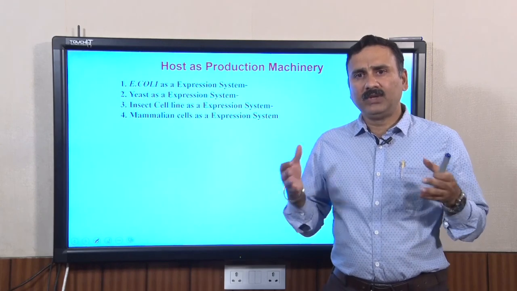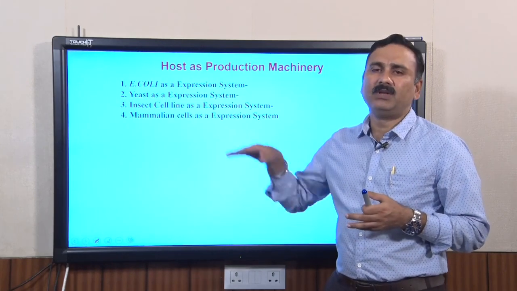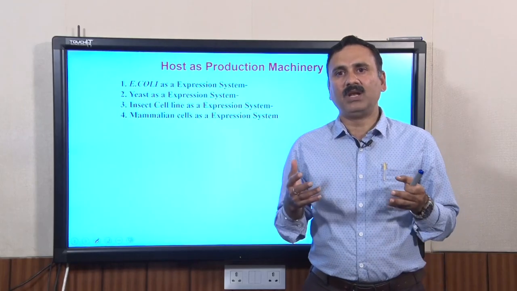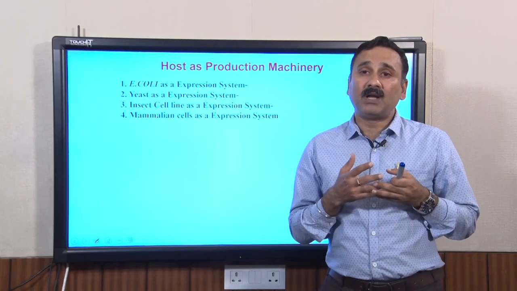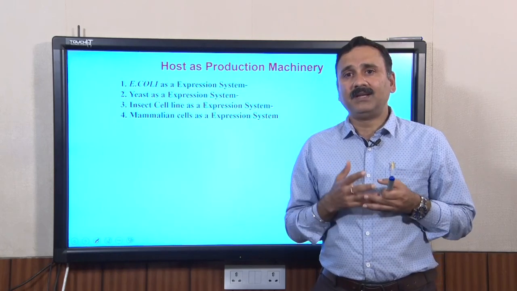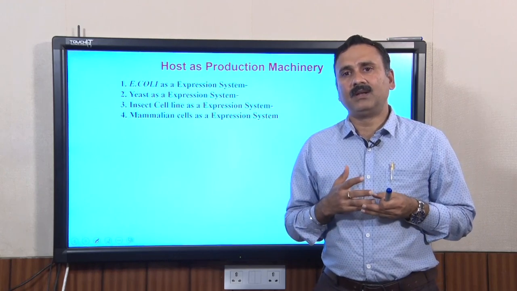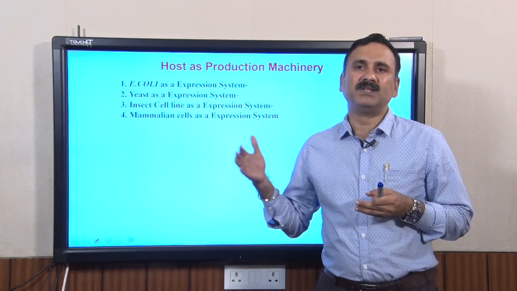In today's lecture, we are going to discuss the remaining expression systems, such as yeast, insect cell lines, and lastly, mammalian cells. When we talked about E. coli as an expression system, we discussed many aspects: how to clone the protein into the E. coli expression system, what the different types of host are, and the strategies available to produce the protein under the different host systems.